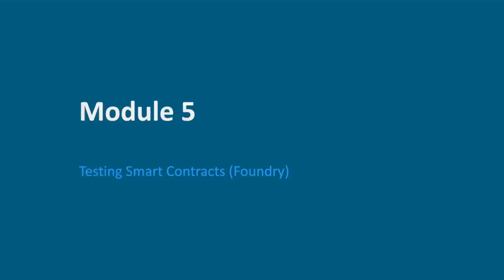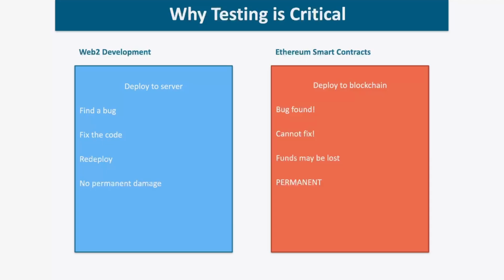Let's begin. Let me show you the difference between traditional software and smart contracts. In Web 2 development, you deploy code to a server. A user finds a bug. Maybe the app crashes. You see the error in your logs. You fix the code and you redeploy. Downtime? Yes. Are users frustrated? Maybe. But the data is safe. The application can be patched.